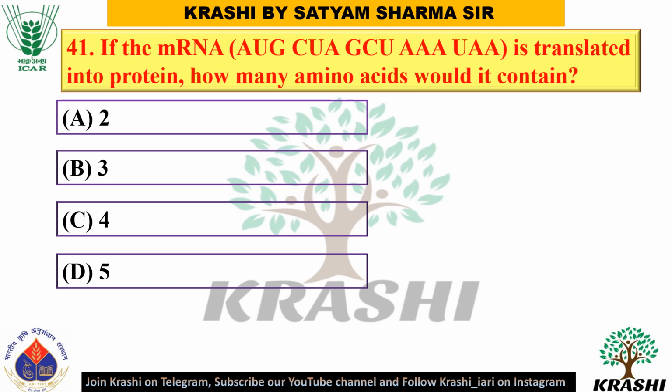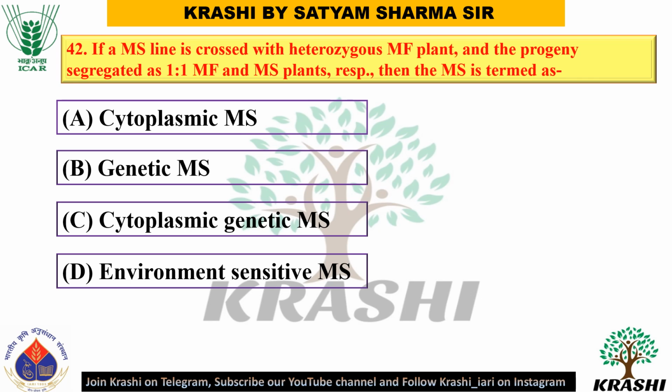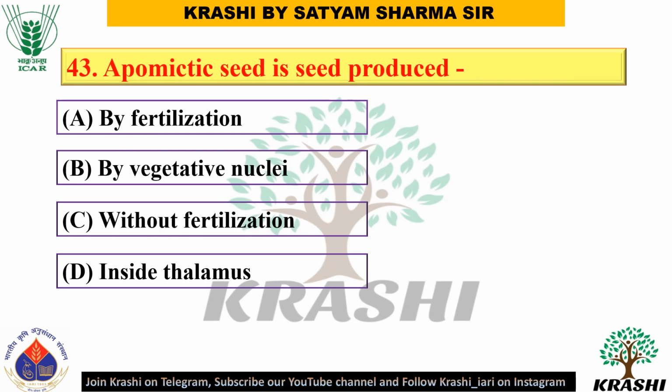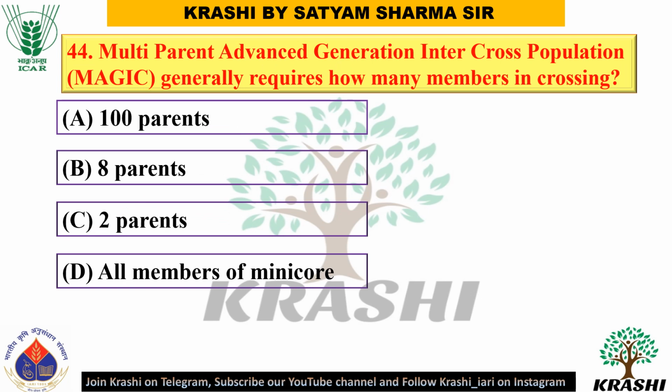Question number 41. If this mRNA is translated into protein, how many amino acids would it contain? Here we can see UAA, it is a stop codon. So this implies there will be 4 amino acids. If a male sterile line is crossed with a heterozygous male fertile plant and the progeny is segregated as 1 male fertile and 1 male sterile plant respectively, then the male sterility is termed genetic male sterility. Question number 43. Apomictic seed is a seed produced without fertilization.